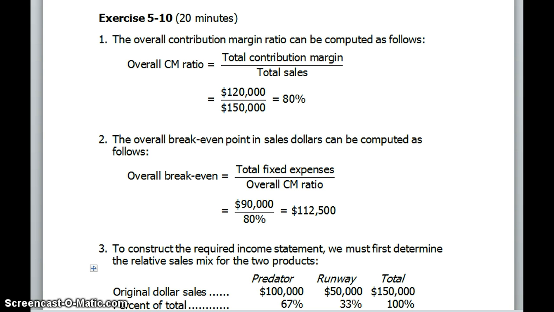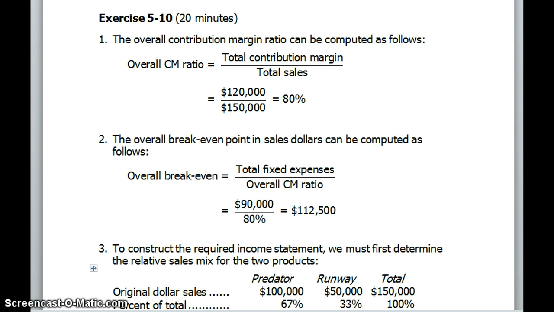That is part 1. That's the first thing we must do whenever we're going to calculate the break-even point for a multi-product company. You need to know the contribution margin ratio for the total company. How that's done is you take, for all products, the contribution margin total divided by sales revenue for the total company. In this problem, contribution margin total is $120,000. Total sales revenue is $150,000. We have a contribution margin ratio for the company of 80%.